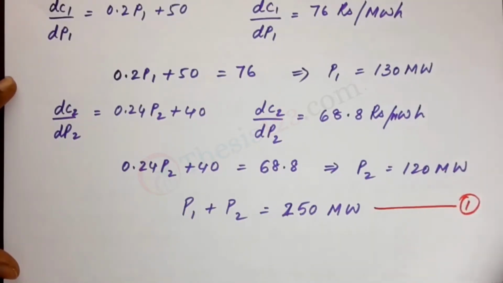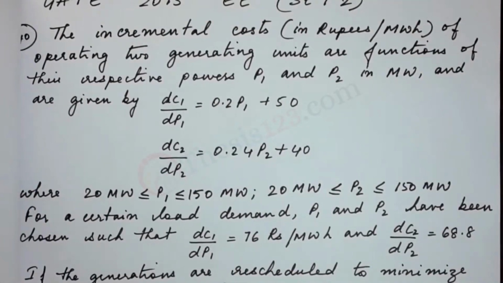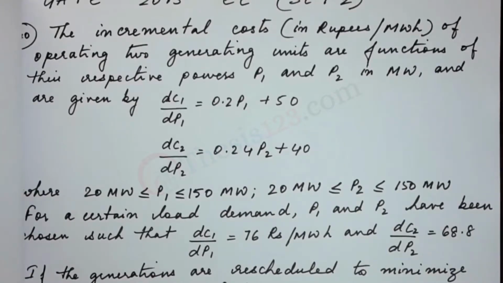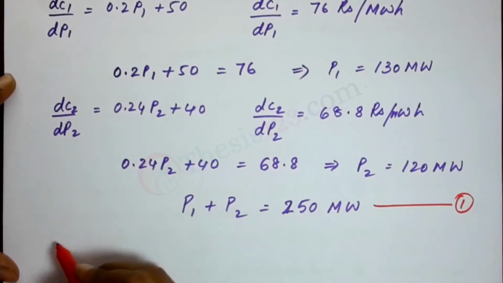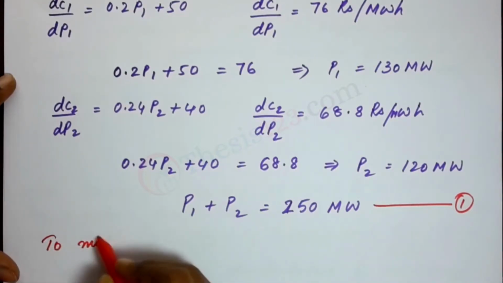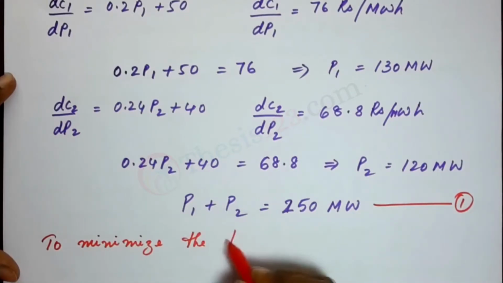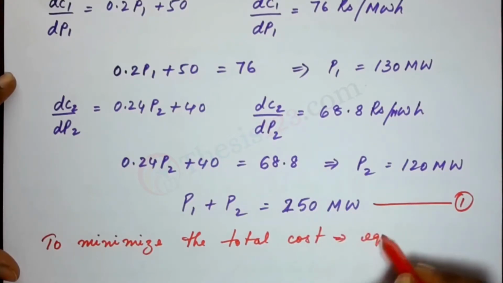Now the question says that the generating units have been rescheduled, right? If the generations are rescheduled to minimize the total cost, do you see the very last statement there? The generations are rescheduled to minimize the total cost. Now, in order to minimize the total cost, we have to equate the incremental cost equations given to us.